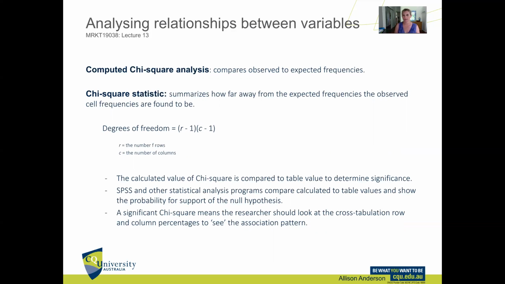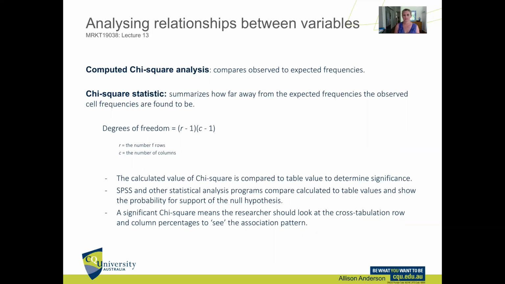And you can have a look at the textbook to read a little bit more about that. R is the number of rows and C is the number of columns, so the degrees of freedom is the number of rows minus 1 multiplied by the number of columns minus 1. The calculated value of chi-square is compared to the table value to determine significance, okay? So you calculate the chi-square and compare that to the value in the table.